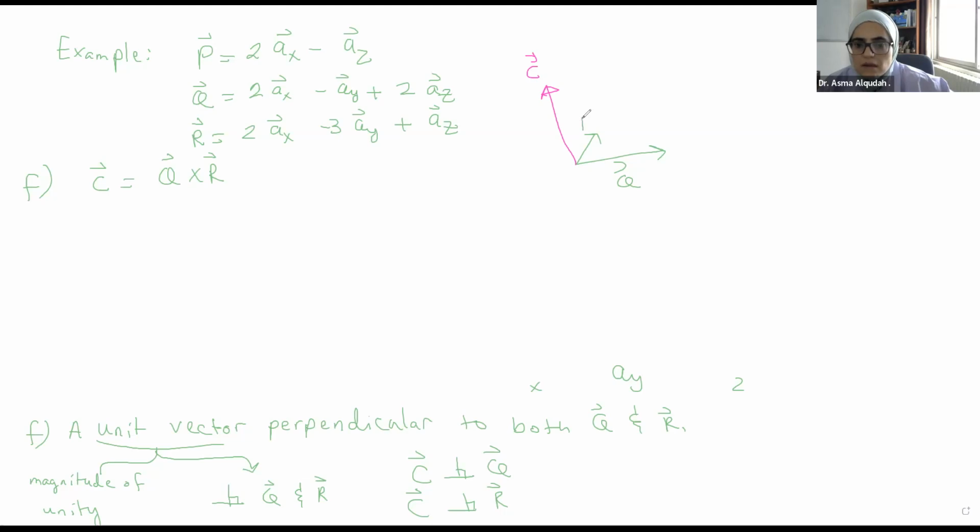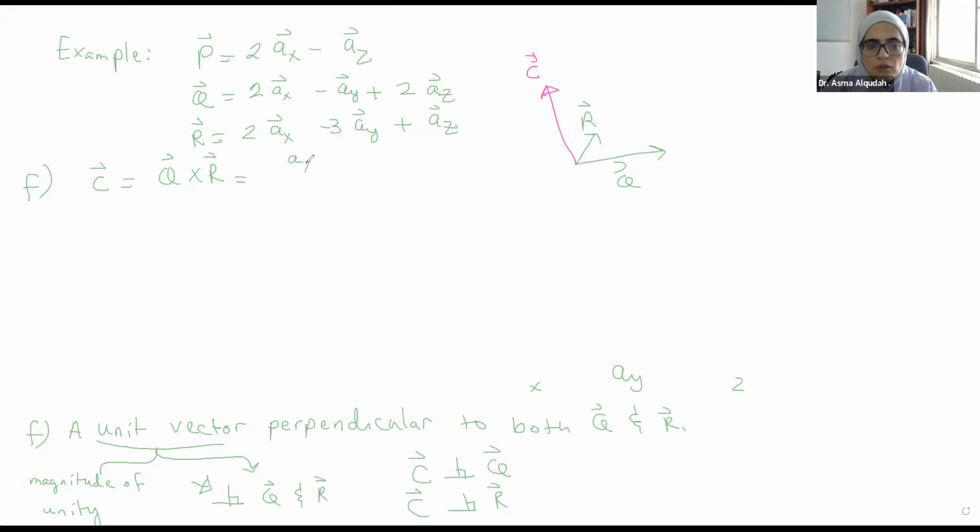Okay, this is R. This is the first thing in solving this question. It asks for a magnitude of unity and a direction that is perpendicular to Q and R. So we start with the direction by saying that C is equal to the cross product between Q and R. How do we perform the cross product?